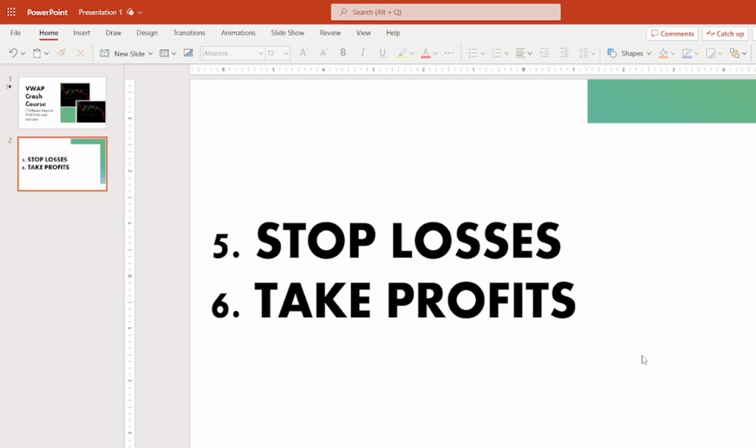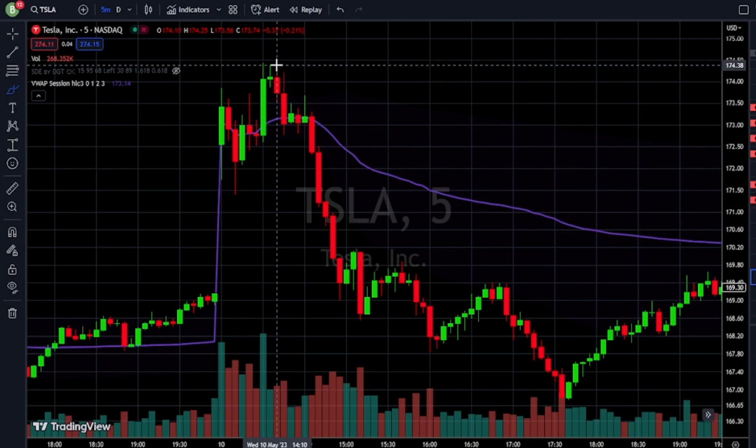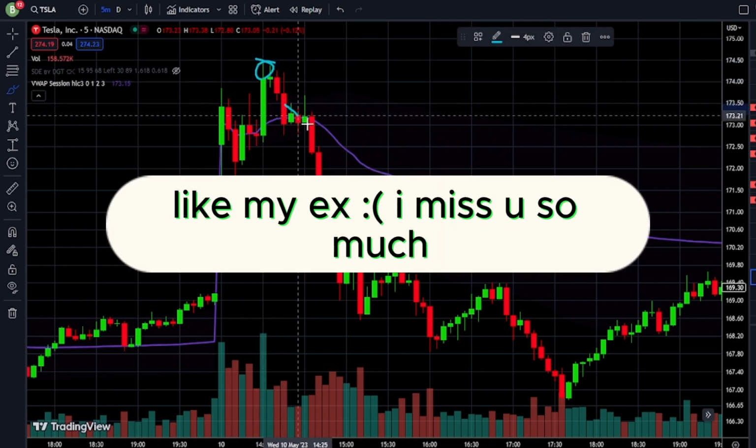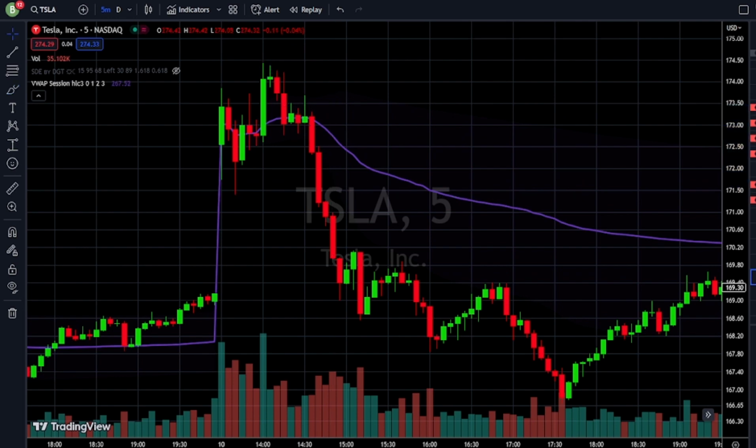Now our most important section, which is stop losses and take profits. Here's another example. In this case, we did get a couple candles to close above the VWAP, but look, our VWAP betrayed us and the trade is not working. So when do we sell?